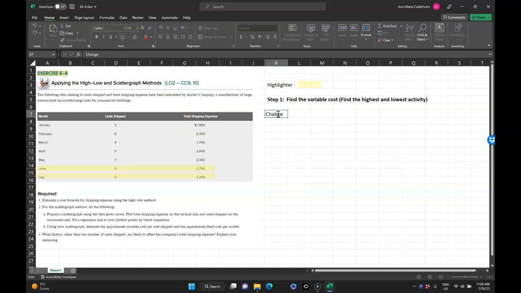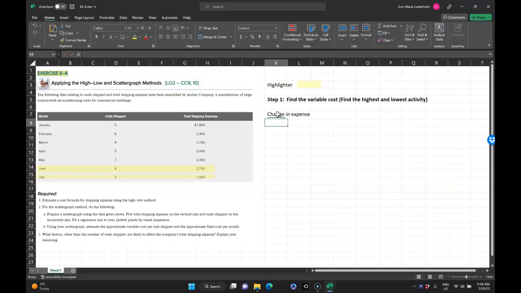Okay, so I've got my change in expense on top. So that's the change in your mixed cost. And then I have a change in activity on the bottom. So just remember, dollar amount on the top, activity on the bottom. So if I do 2,700 minus 1,200, that's the difference between the dollar amounts on the top. And then the bottom will be 8 minus 2 because that is the volume.